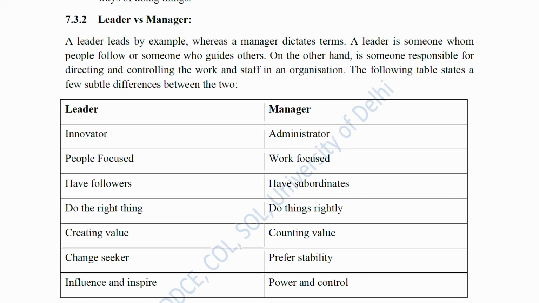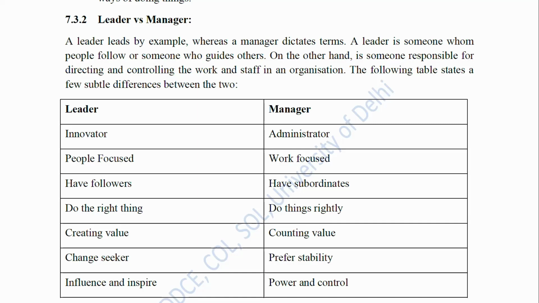7.3.2 Leader versus Manager. A leader leads by example, whereas a manager dictates terms. A leader is someone whom people follow or someone who guides others. On the other hand, a manager is someone responsible for directing and controlling the work and staff in the organization. The following table states a few subtle differences between the two.